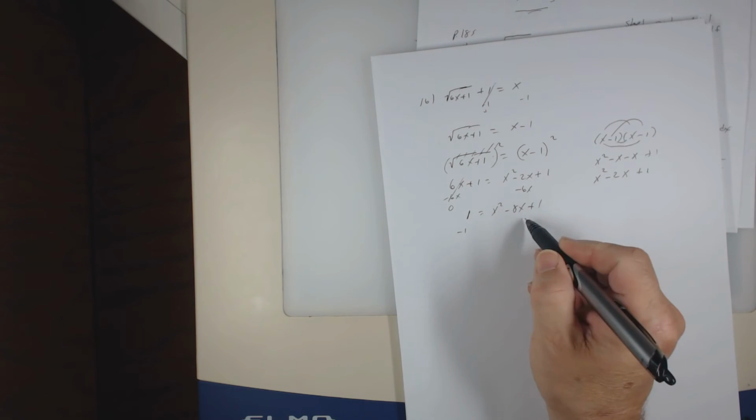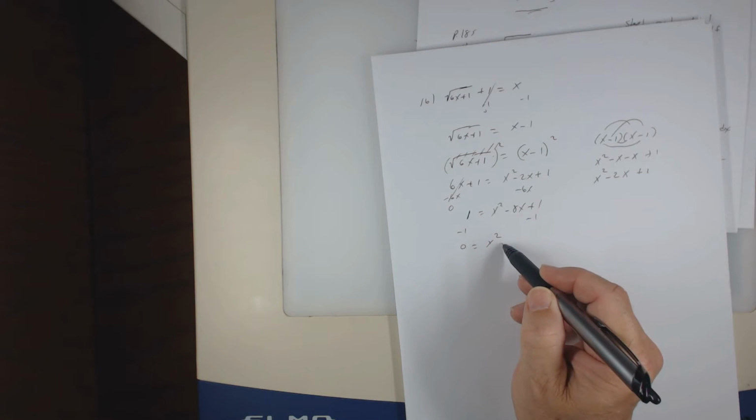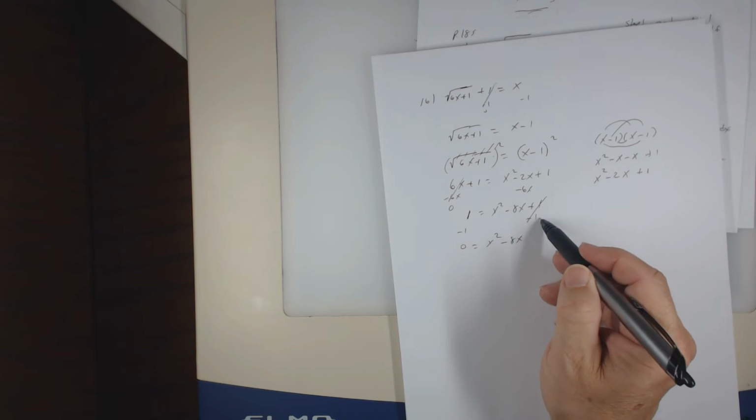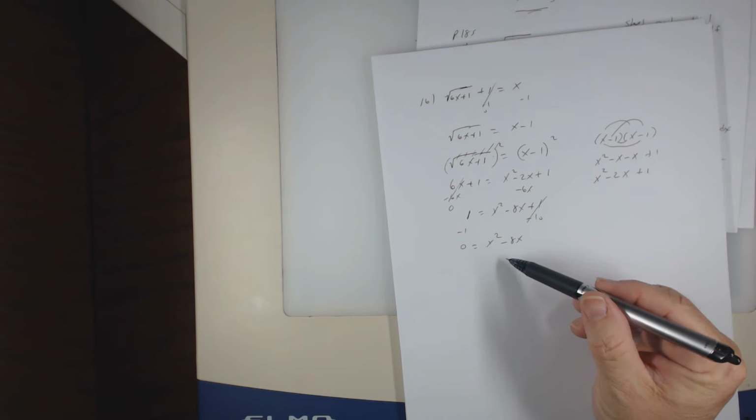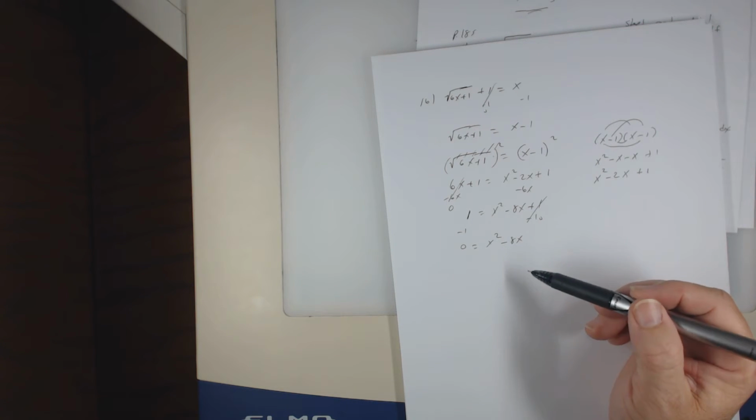All right, subtract 1. 1 minus 1 is 0. Equal x squared minus 8x, right? And that's 0. Okay, so I have this quadratic equation in standard form. What's the best way of solving this?